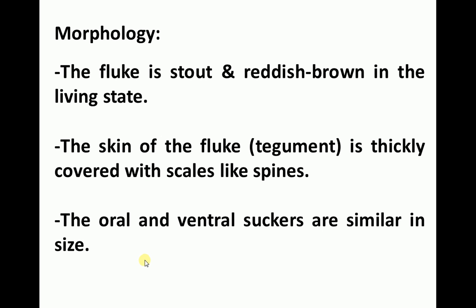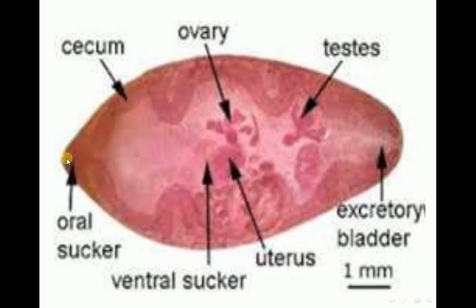Morphology. This is the adult fluke of the parasite Paragonimus westermani. It is stout, plump, reddish brown in the living state. It contains both male and female genital organs in the same fluke. The oral sucker and ventral sucker, also called the acetabulum, are of the same size.